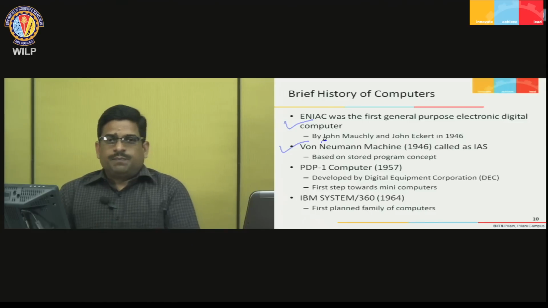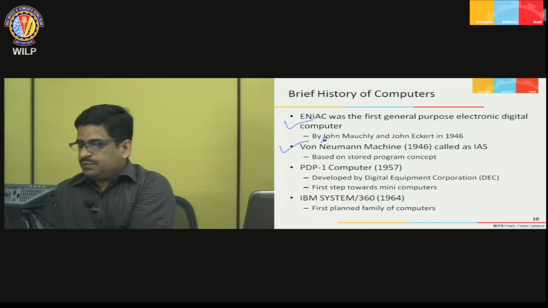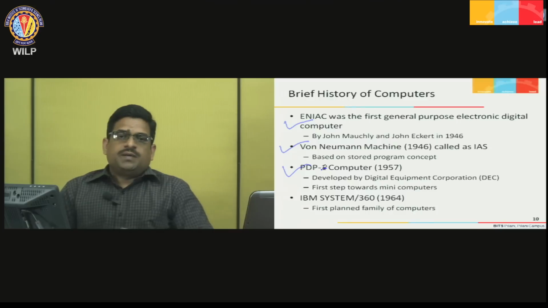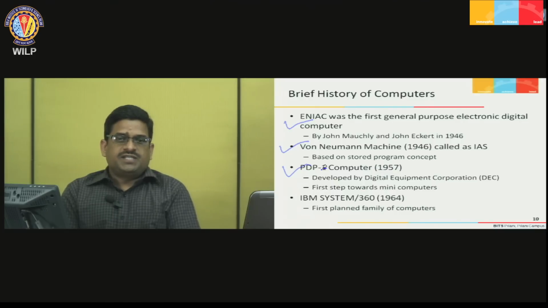Then next is the PDP computer. It was developed in 1957 by the Digital Equipment Corporation, called DEC, and this computer was the first step towards the minicomputers. The size of the computer was reduced due to the development in electronic technology, the transistor, which came during that time, and then after the transistor the integrated circuit technology evolved, and with the help of this technology the size of computers was drastically reduced.